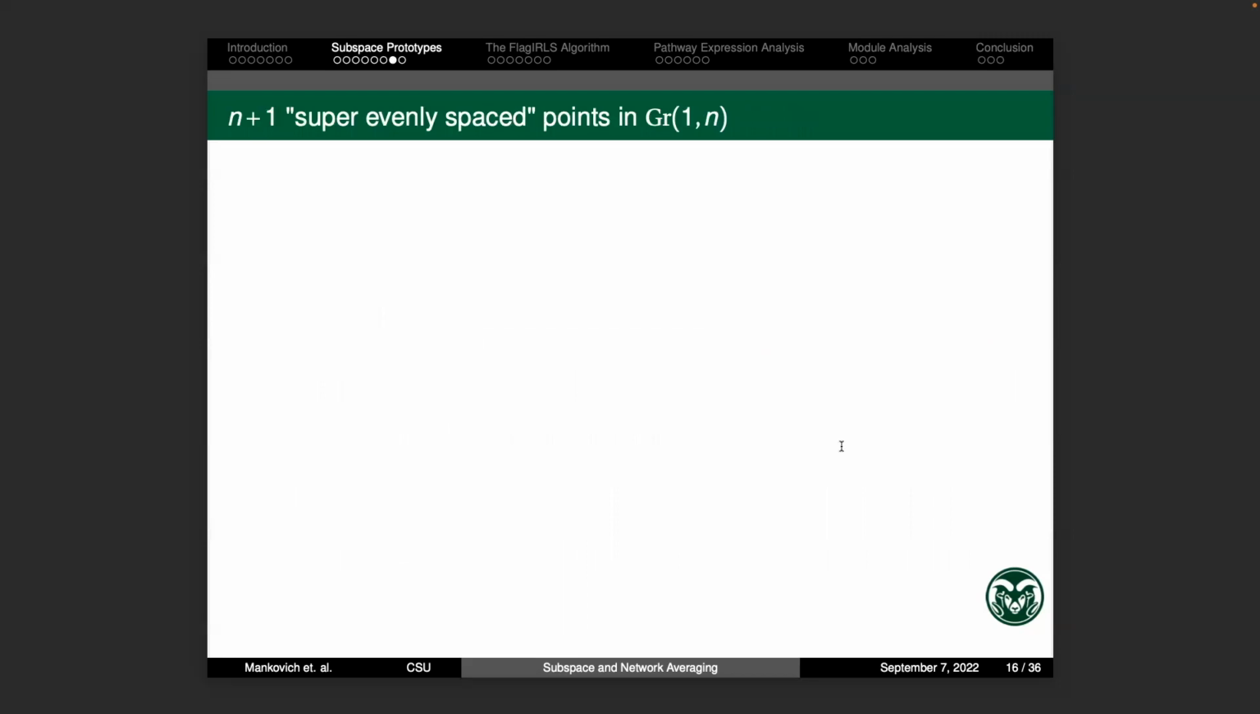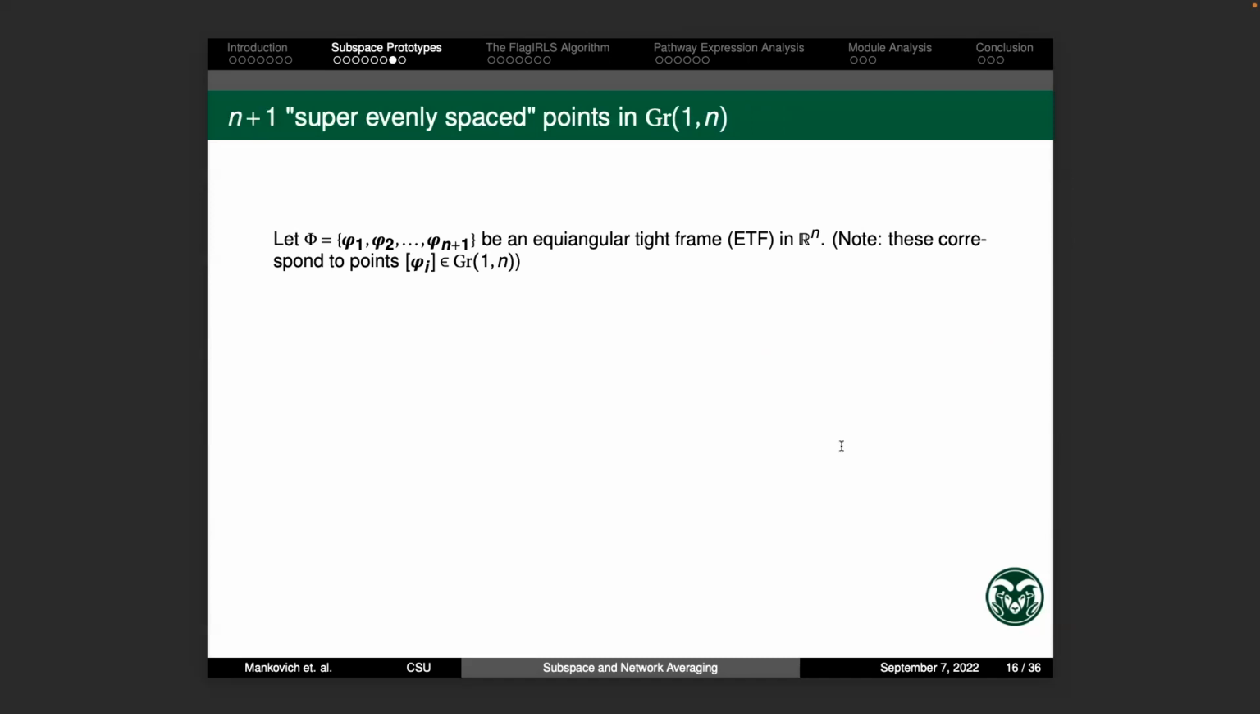There's a way to formalize this, using a really interesting field of math called frame theory. But essentially, if you take a collection of vectors in Rn that form what's called an equiangular type frame, then you get vectors in Rn that are nicely spaced, which also means that the subspaces they represent, the lines that pass through the origin and those points, are also evenly spaced. So we're taking a bunch of evenly spaced subspaces. Now, what happens to our central prototypes when we do this?